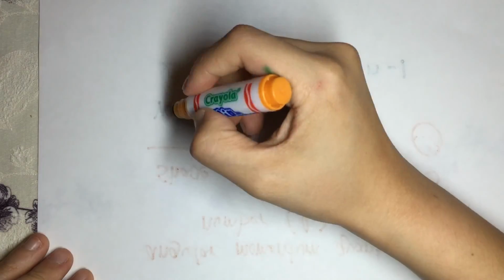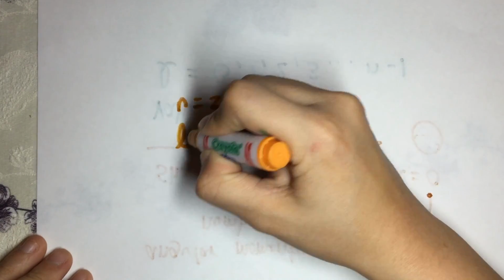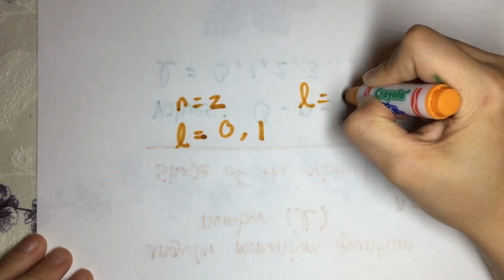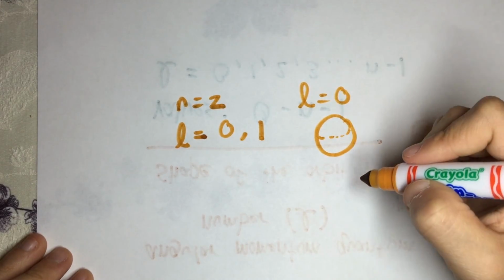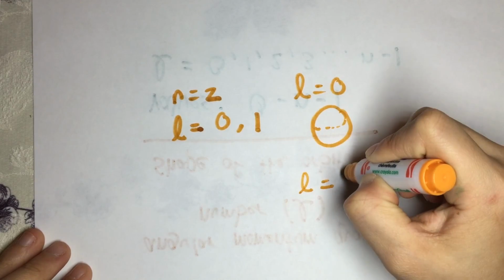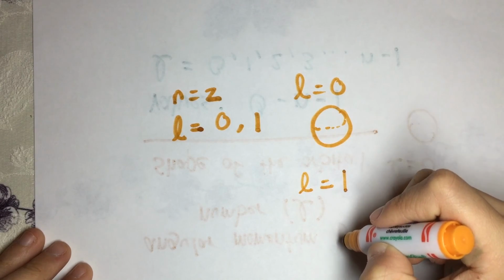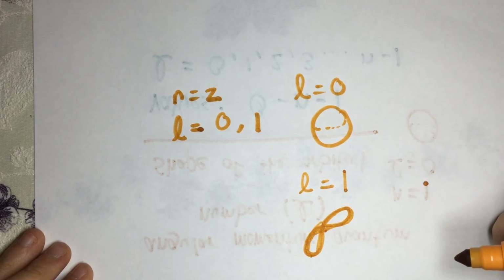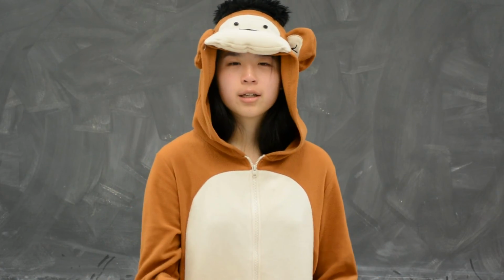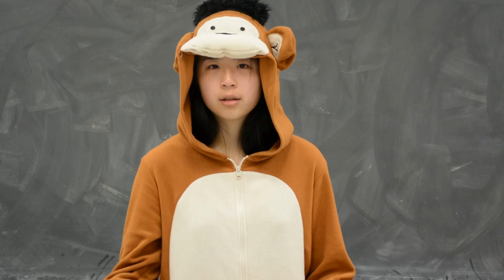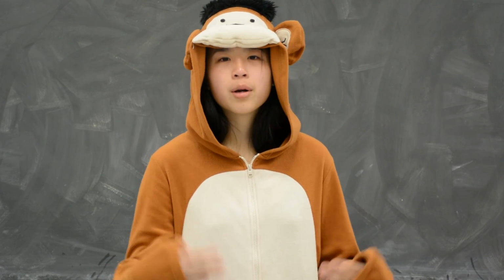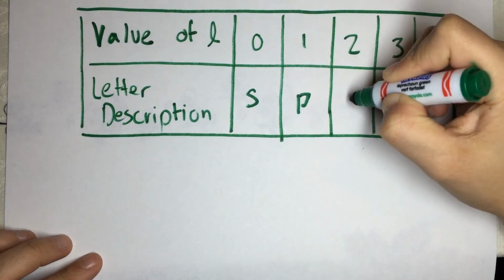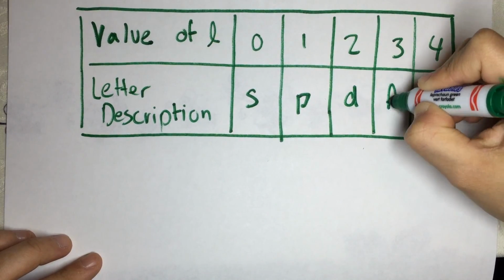Now, for n equals 2, there are two possible L values, 0 and 1. Again, the L value of 0 corresponds to an s orbital, so there's nothing new there. L equals 1, however, denotes a p orbital, which has a degenerate dumbbell shape, like this. For subsequent values of n, we get more and more values for L. In turn, there are more and more subshells. Here's a complete chart of all the orbital letters along with their values for L.